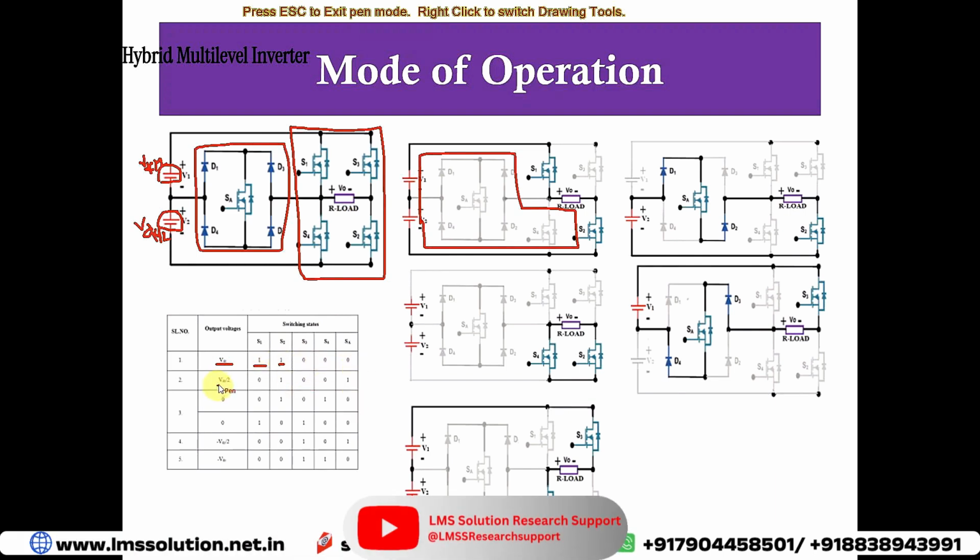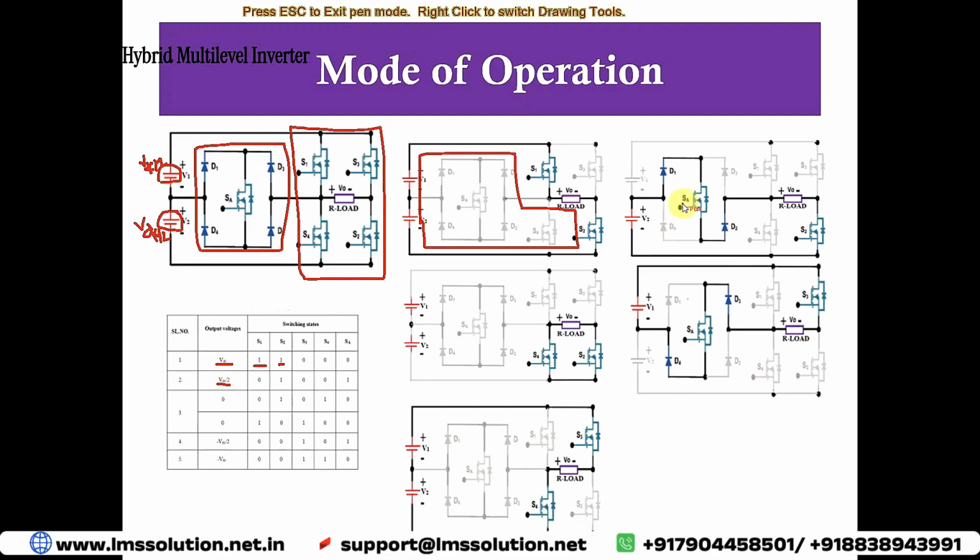Next, consider level VDC by 2. For VDC by 2, we need to turn on switch SA and then S2. When we turn on SA and S2, the circuit will be closed like this. Then the voltage V2 will appear across the load. So to get VDC by 2, we turn on switches S2 and SA.